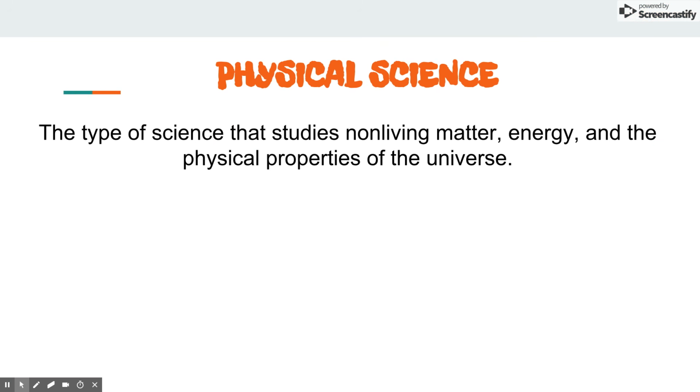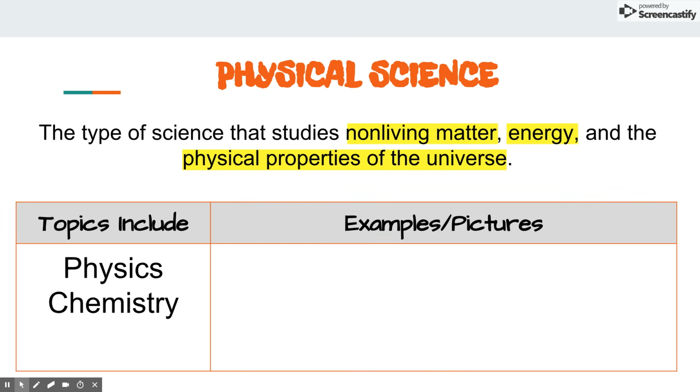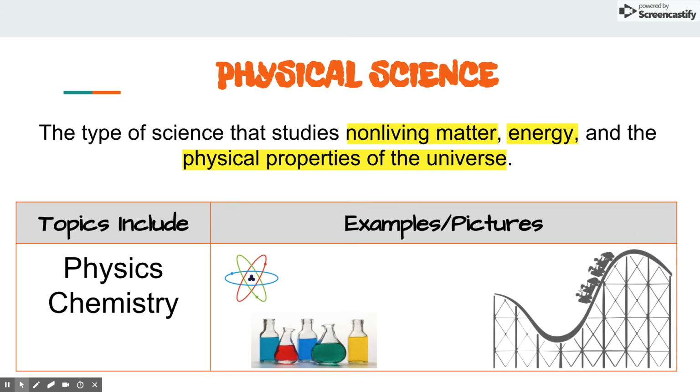This is the type of science that studies non-living matter, energy, and the physical properties of the universe. So you want to highlight those three things on your paper: non-living matter, energy, and physical properties of the universe. The topics are physics and chemistry, which are the two general main topics under physical science. And here are just some examples and pictures of things that are talked about in physical science.